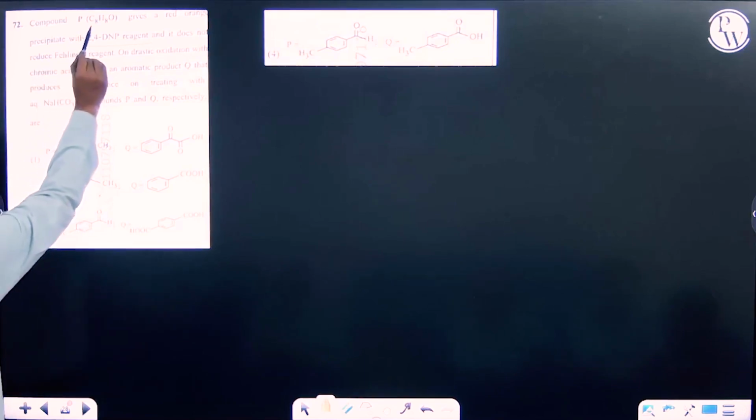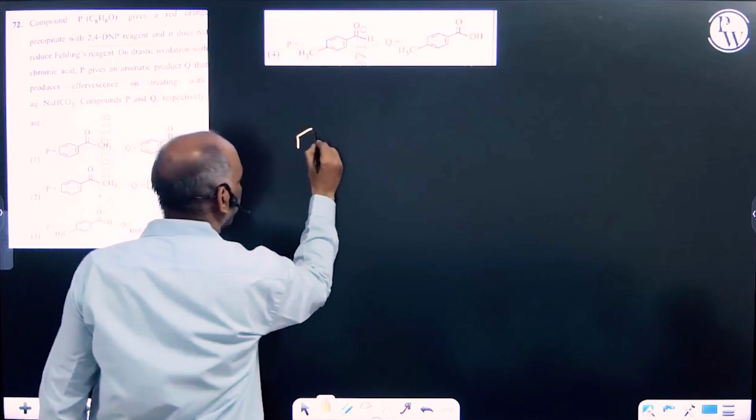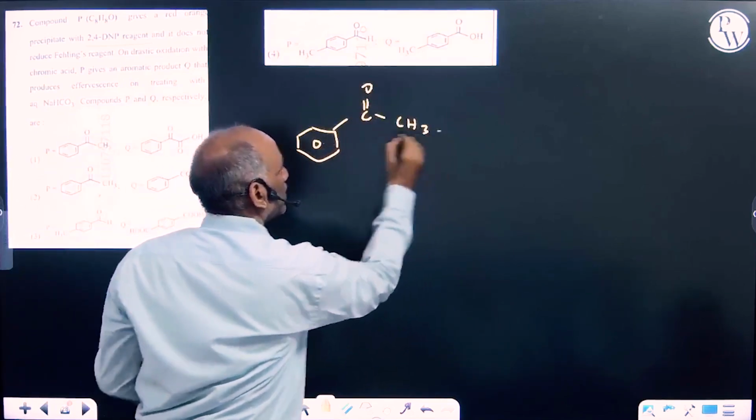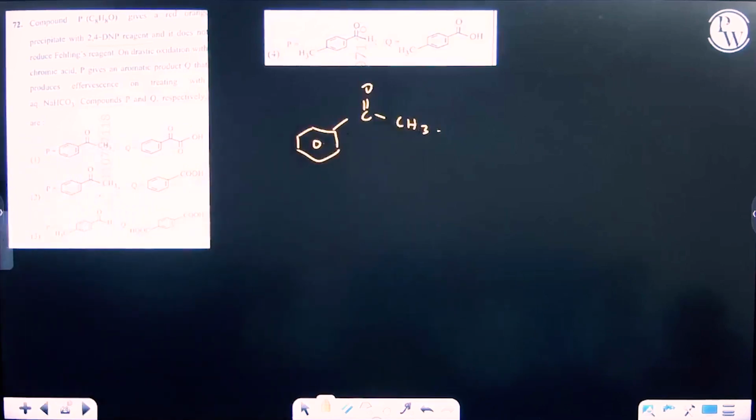So whenever you come across C8H8O, the ratio between carbons and hydrogens is almost 1. You can imagine one benzene ring. So if you write that one benzene ring, you will get this as C6H5. Then 2,4-DNP positive test, carbonyl group is there. And at the same time, it does not produce Fehling's solution test. Indicates that the carbonyl group present in it is a ketone. Thereby, you will write it as CO, CH3. It is nothing but acetophenone, and it satisfies the other conditions itself.